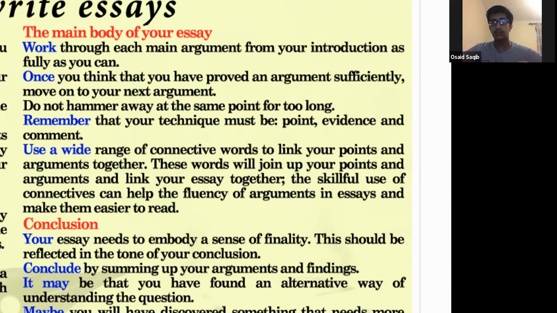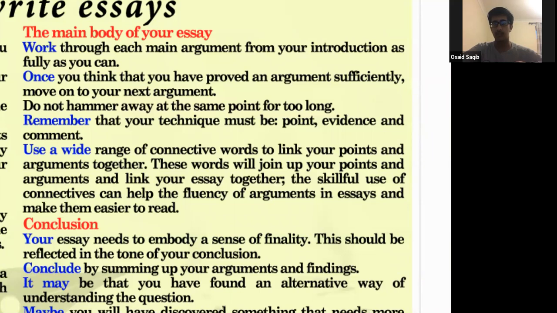So the main part of your essay, which is the main body, in other words, the main chunk in the middle, which is the longest chunk of your essay, go through each argument from your introduction as fully as you can. If this is a non-fiction exercise and you're writing a debate, for example, why you should wear a school uniform to school, then this is the time that you go through each argument. And each argument is going to be in each paragraph. So once you think that you've proved an argument sufficiently, move on to your next argument. But don't hammer away, don't keep on repeating yourself, because repetition does not get you any extra marks. We're looking for new points, new explanations, new reasoning behind each paragraph, each argument.